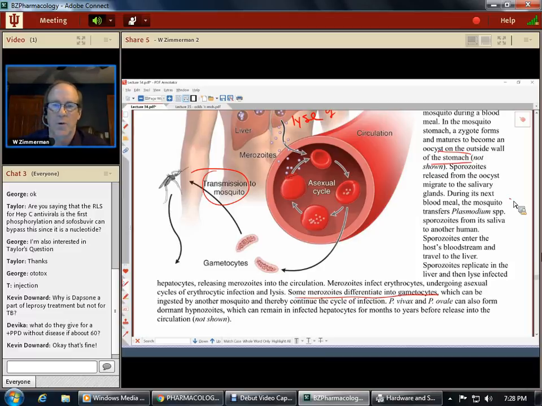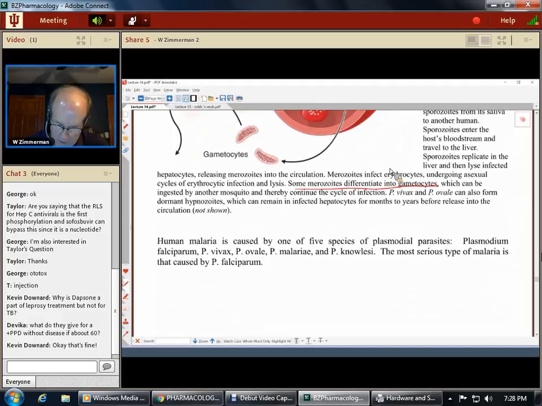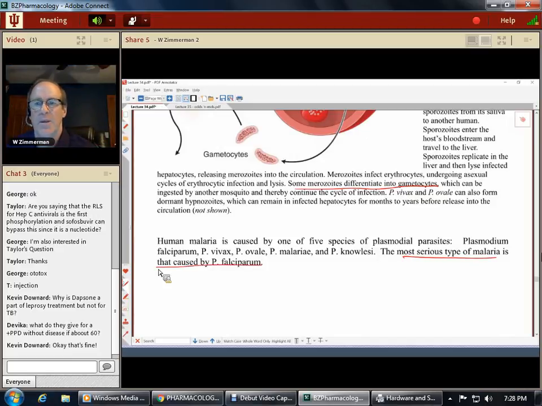There's even dormant forms of this disease that can remain in the hepatocytes for months or years before being released into the circulation. So that's a brief overlook at it. But human malaria is caused by 1 of 5. The Plasmodium falciparum is the worst. It's the most serious type. But there's the Vivax, Ovale, the Malariae, and the Knowlesi.